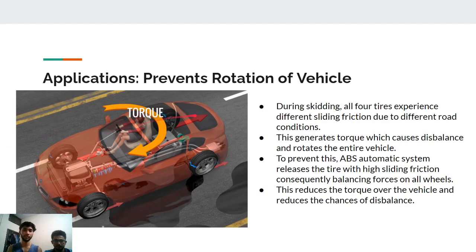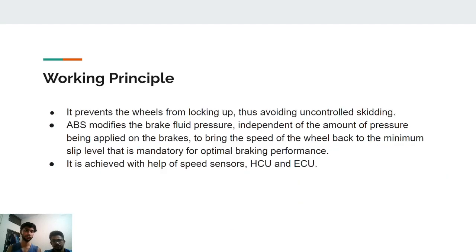So next is the prevention of rotation of the vehicle. During skidding, all four tires experience different sliding friction due to different road conditions. This generates torque, which causes disbalance and rotates the entire vehicle. To prevent this, the ABS automatic system releases the tire with high sliding friction, consequently balancing force on all wheels. This reduces the torque over the vehicle and reduces the chances of disbalance.